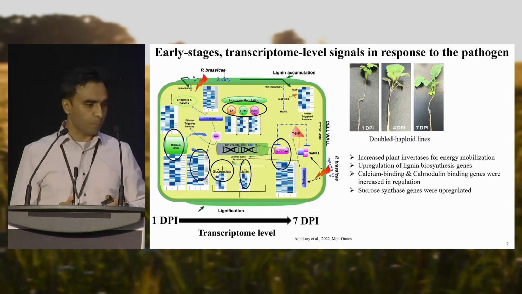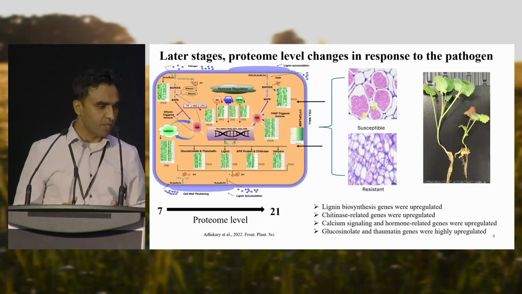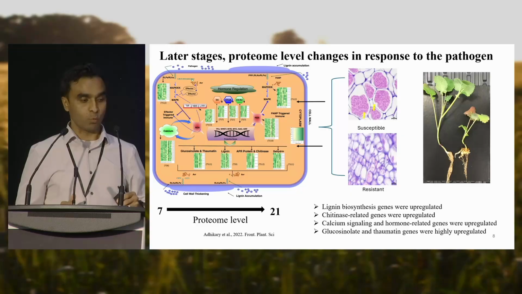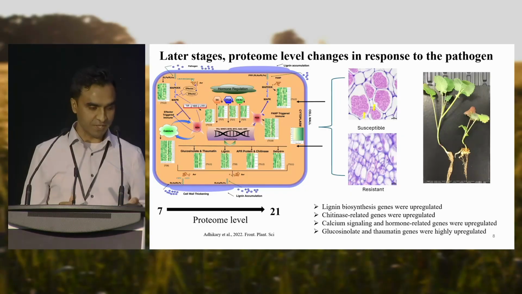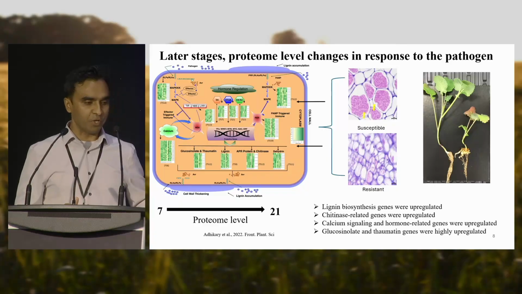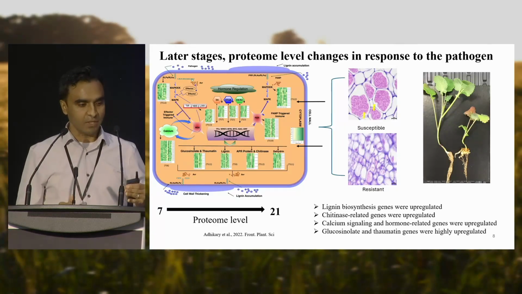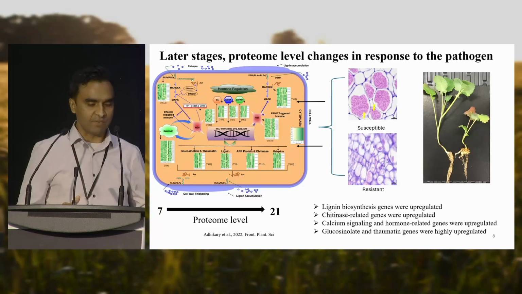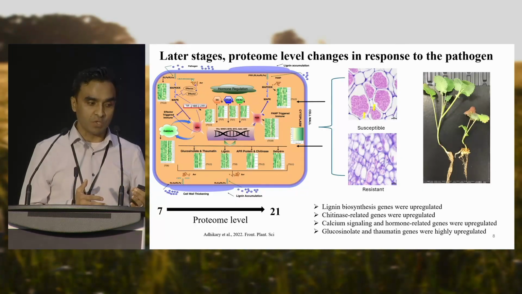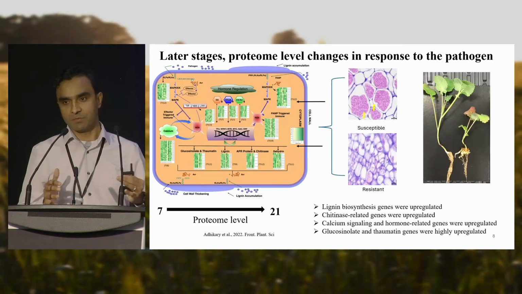Now, similarly, we also looked at the later stages, which are 7 days, 14 days, and 21 days. That's when there is a prominent gall, as you can see there. Here we took the proteome approach. In our proteome approach, we were comparing the resistant line, where there is no gall, and the susceptible line, where there's a bigger gall, which is usually after 21 days or so. It depends on the genotype. Sometimes we see the galls even at 17 days or so. But by 21 days, it's very obvious there is a bigger gall.